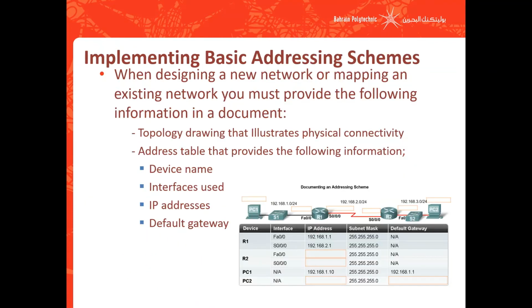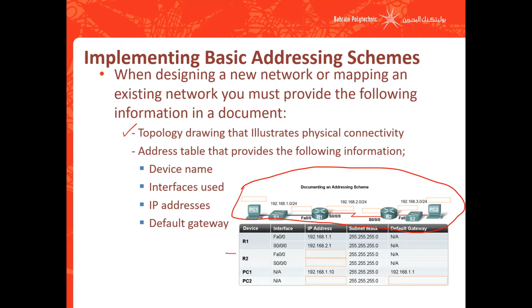So when you design a network, you're supposed to provide all of this information in a document. What is it? You need to design and define the topology, which is nothing but the drawing. So this will be considered a topology. You need to show the actual drawing of your network, and then the address table that provides the following information.